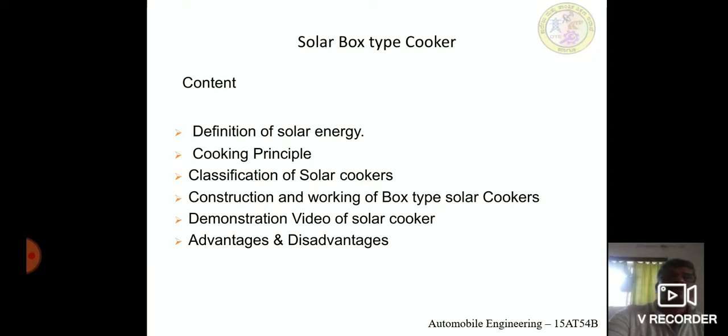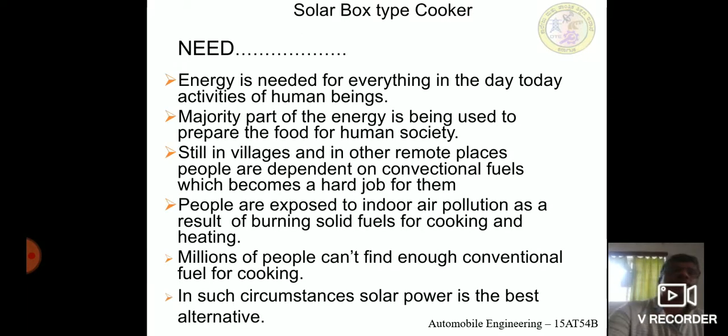In the content box, we have the definition of solar energy, cooking principle, classification of solar cookers, how many types of cookers there are, construction and working of box type solar cookers, and a demonstration video. Let us watch one video on how the cooker works and how solar cookers are prepared, and what the advantages and disadvantages of such cookers are.